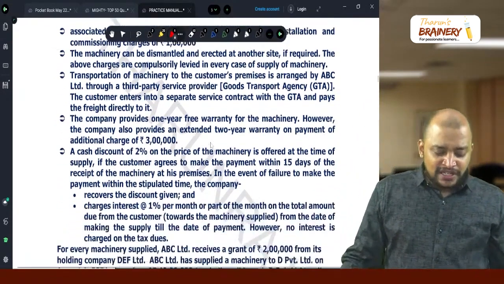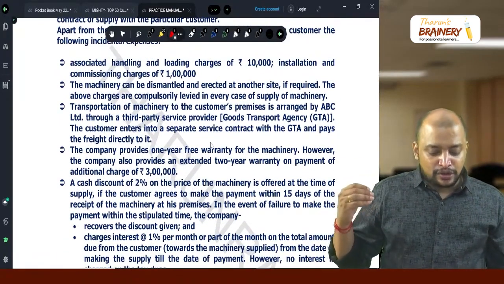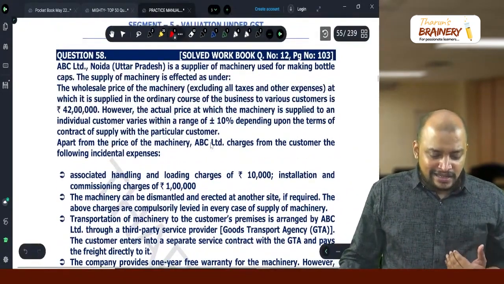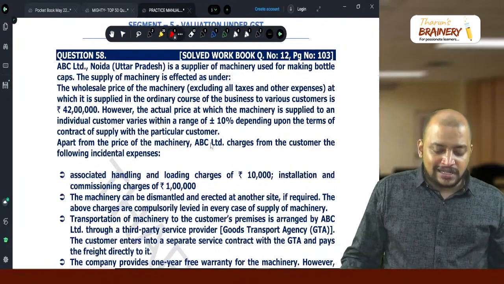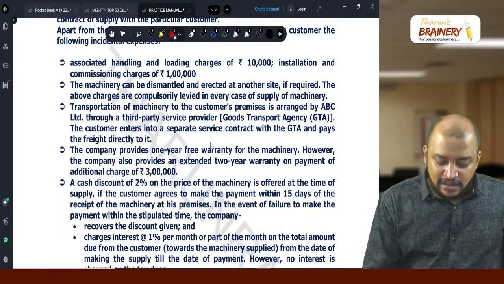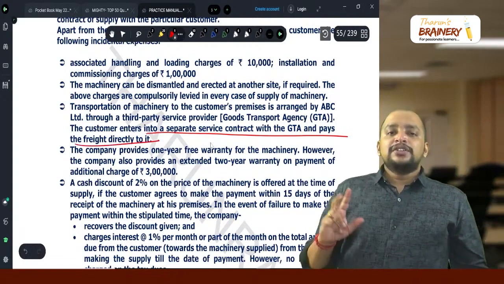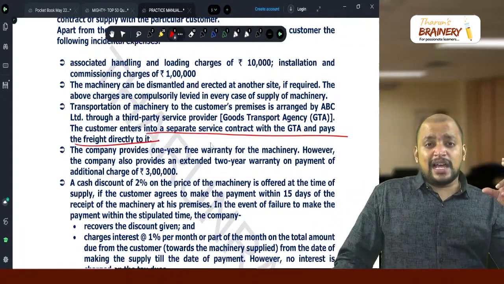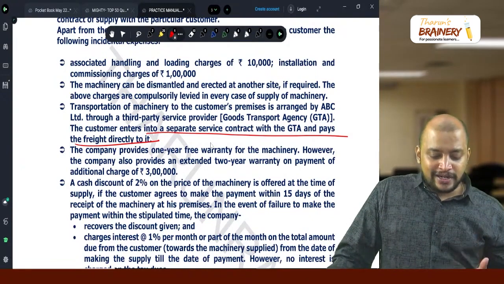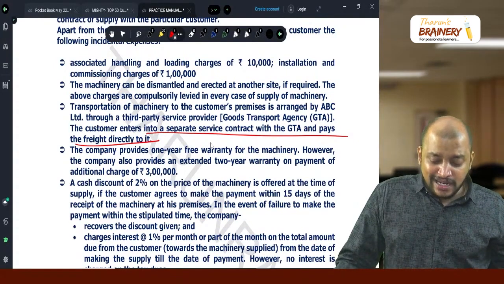Then, transportation of machinery to the customer's premises is arranged by ABC Limited through a third-party service provider. Actually, is it ABC Limited's job to take it to the customer's site? No. Because here, the customer enters into a separate contract with the GTA and pays the freight directly to it. First of all, only if it is the liability of the supplier which is incurred by the recipient should it be included in the value. It is not the liability of the supplier which is incurred by the recipient. Therefore, it is not required to be included.